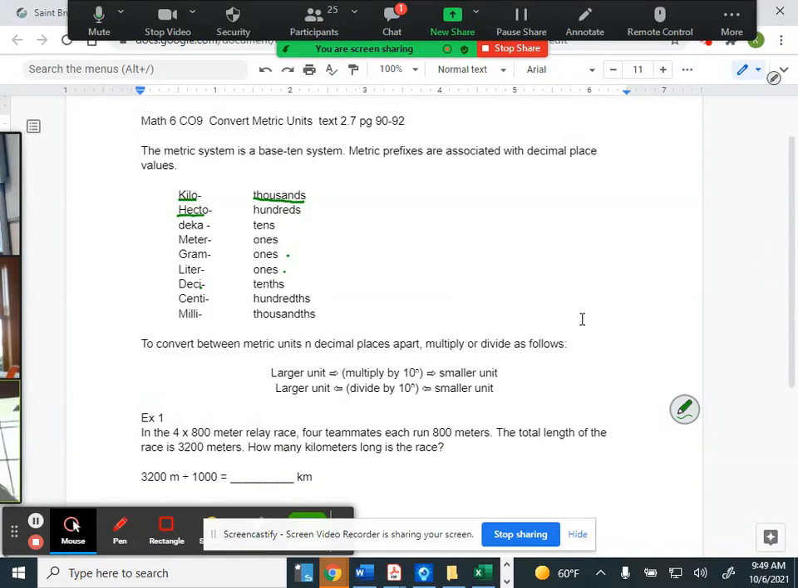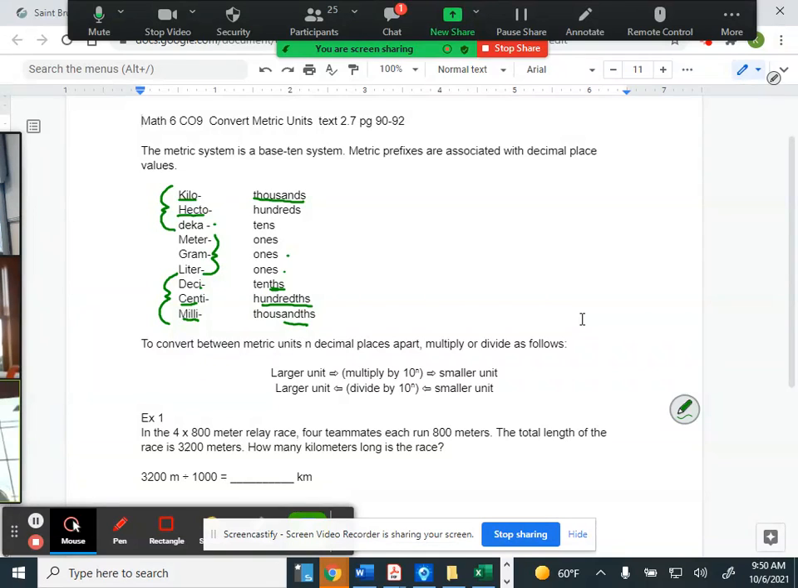Deci means tenths, so it's in the tenths place after that decimal point. Centi means hundredths, and milli means thousandths. These last three you need to remember are the smallest units. They're the ones that get broken into the really teeny tiny decimal points. These ones up here are the really big units where you're getting bigger, bigger, bigger. The meter, the gram, and the liter are our basic units, so that's where we start out. When we go up to the kilo, the hecto, and the deca, it's when we get really big.